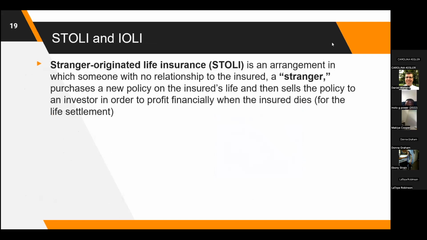Always submit an app. So stranger originated life insurance, a STOLI, is an arrangement in which someone with no relationship to the insured, a stranger, purchases a new policy on the insured's life and then sells the policy to an investor in order to profit financially when the insured dies for the life sum. That's not legal. Okay, but people still try to do it all the time. They'll go say, oh, I was just telling them, you're my grandma, right? They do that. And they say, we'll pay all your final expenses and your family won't have to worry. So they might pay $2,000 and have them cremated, and they take the rest of the money. That happens.